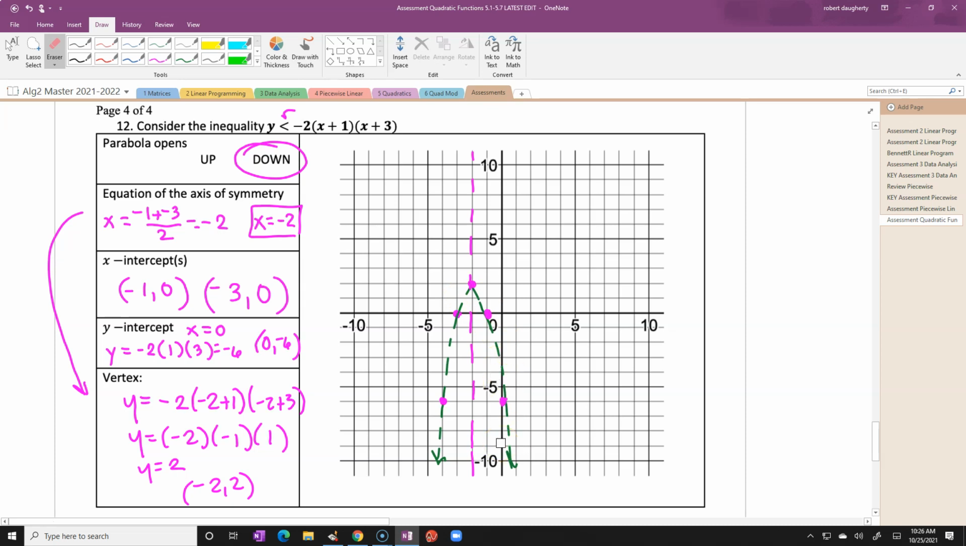Now, where do I shade in this guy? So when x is equal to 0, you got -6 right there. So ask yourself, if you test the point (0, 0), is 0 less than -6? That's what you get when you plug in a 0. So is 0 less than -6? No. So the origin is not part of the solution here. So that means this is going to be my solution shading inside that parabola.